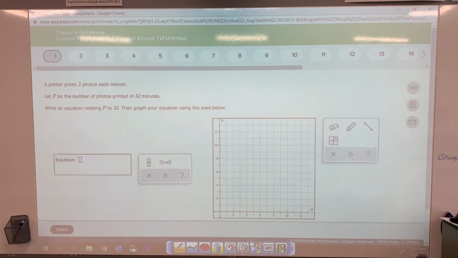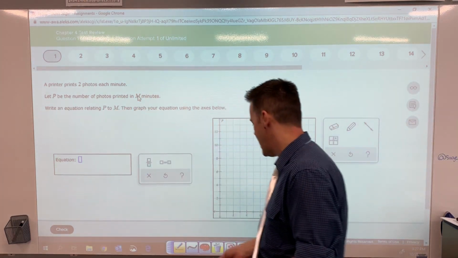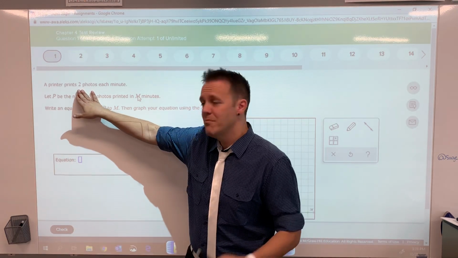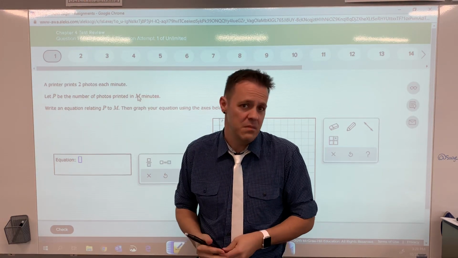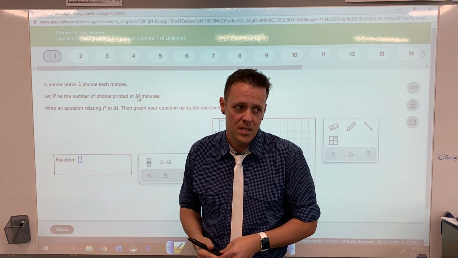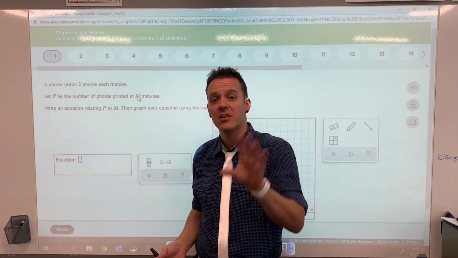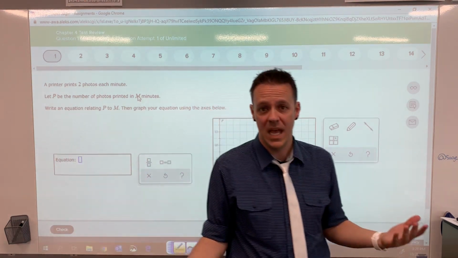So on this first example right here, it says a printer prints 2 photos each minute. I've talked to a couple students today, and we had a conversation regarding this topic, making sure that they understood the math on this. If I said to you, after 10 minutes, how many photos would be created? Most of you would look at this and say 20. And then I have to ask you, how did you get that? Well, you took 2 and you multiplied it by 10, right?